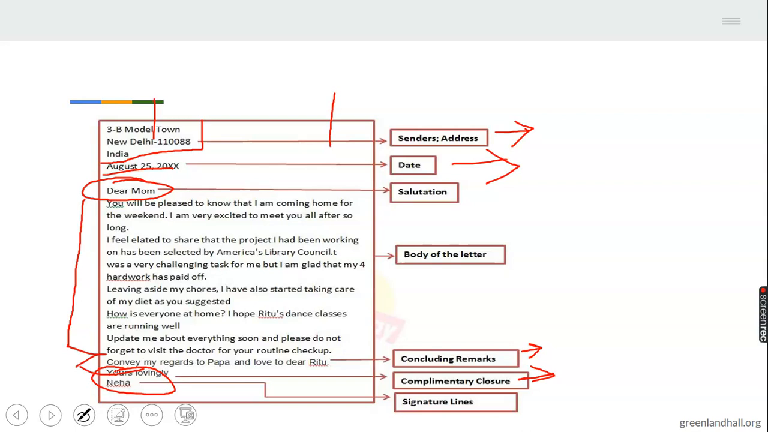So you have seen this basic. We have the address, the date, the salutation, the body of the letter, the concluding remark, that is you are rounding up, then your complimentary closure, yours lovingly, yours faithfully, yours sincerely, and then you have your name.